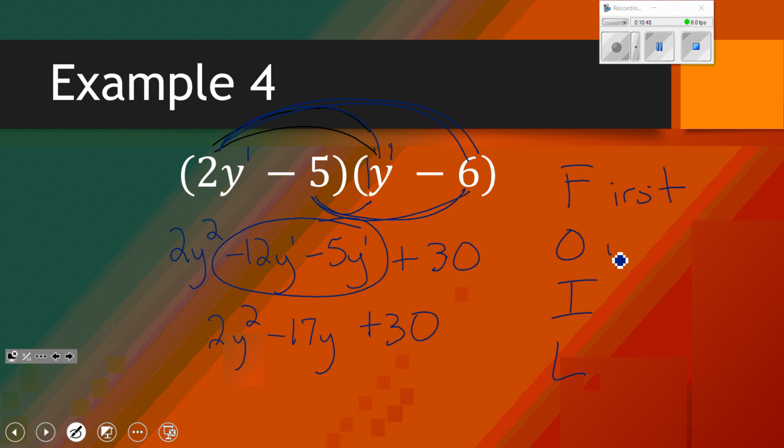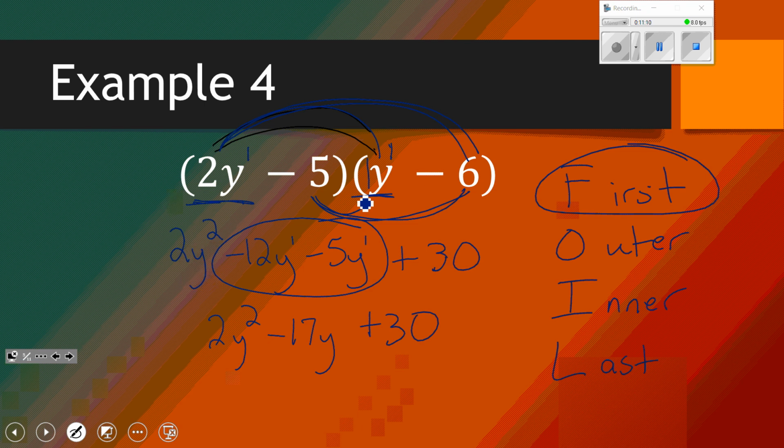First, outer, inner, last. Now let's check it out. Let's see if it's the same thing. First means the first number in this binomial times the first number there. Is that not what we did first a minute ago?